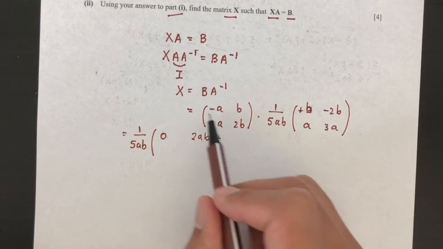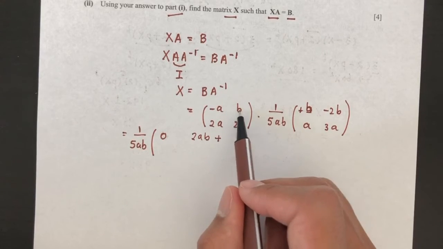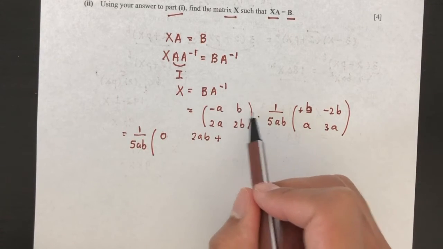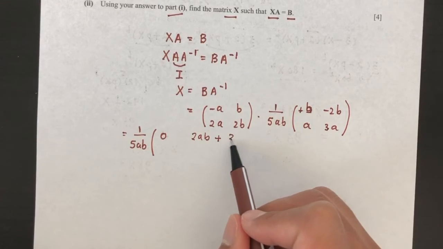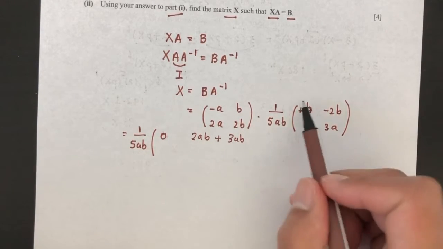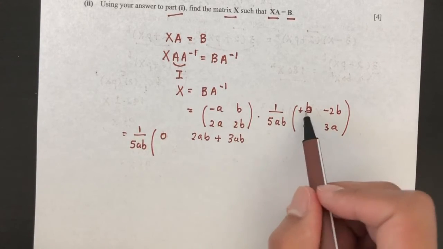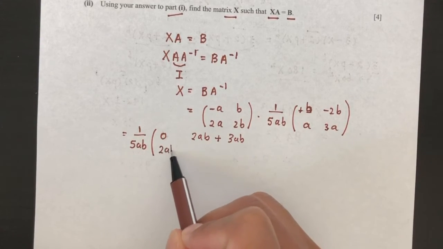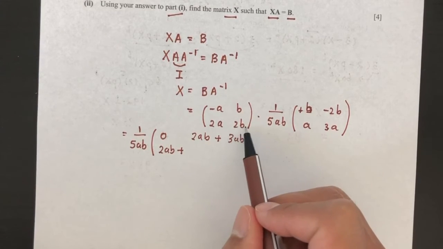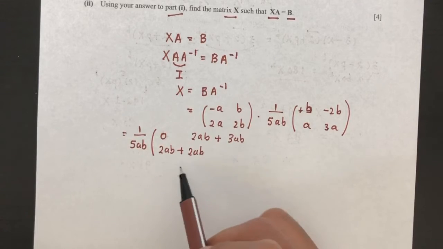we have the plus, this one, which is 3 times 3A times B, that will be 3AB. Okay, and now for this one, same thing, rows by column. So we have 2A times B, that will be 2AB, plus 2B times A, that will be 2AB as well.